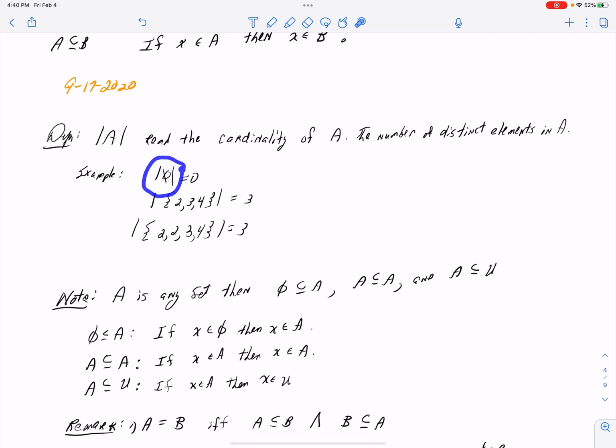So the cardinality of the null set, what is it? The answer is 0. There's nothing in the null set. The cardinality of the set {2, 3, 4}, well, I count how many distinct elements I have in there, and the answer is 3. By the way, the cardinality of the set {2, 2, 3, 4}, since repeating an element twice doesn't make any difference, I still just have 3 distinct elements. So the cardinality of that set is also 3.